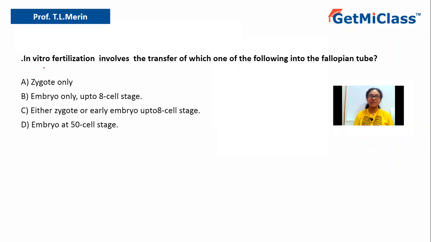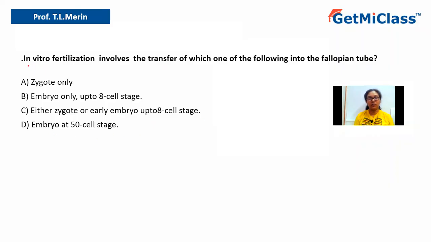Today we are going to solve this question. It says, in vitro fertilization involves the transfer of which one of the following into the fallopian tube. Option A, zygote only. Option B, embryo only up to 8-cell stage. Option C, either zygote or early embryo up to 8-cell stage. Option D, embryo at 50-cell stage.